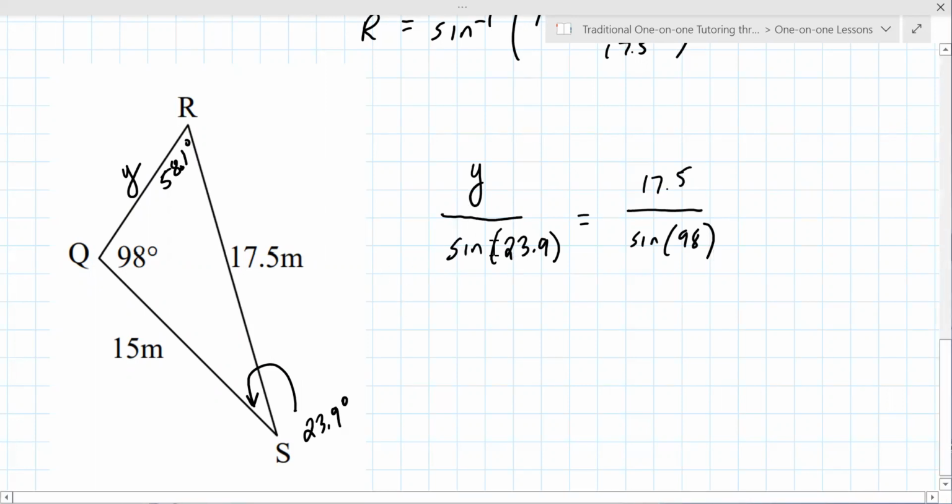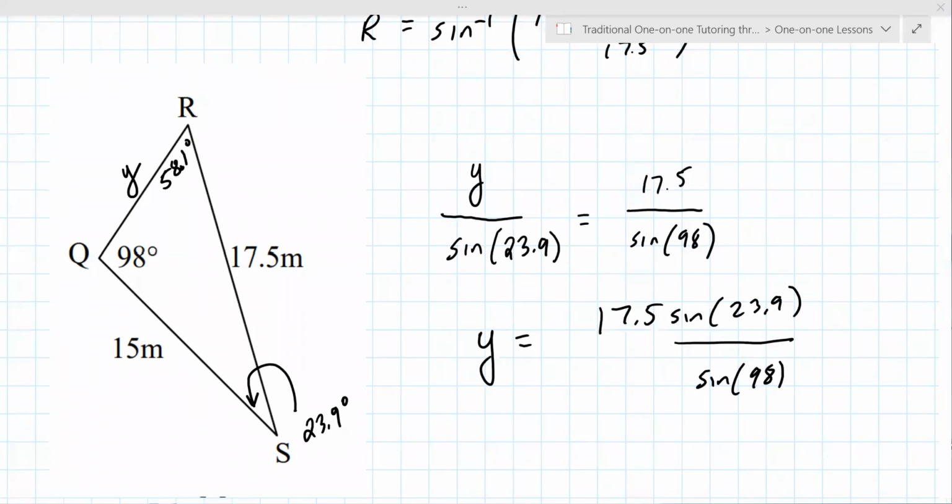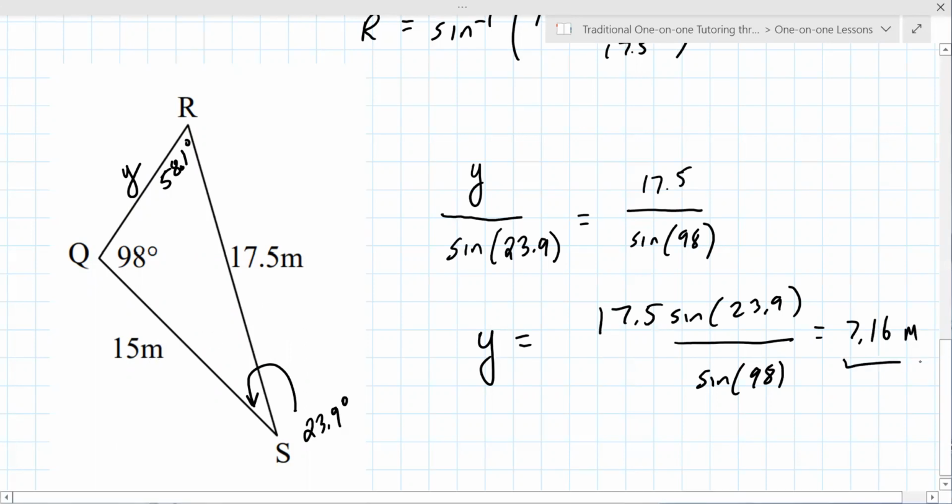So you're just solving for Y here, so you've got to clear out this sine 23.9. You probably already know how to do that. That goes in the numerator. Sine 98. If you've got a calculator handy, please go ahead and calculate that. It is pretty important to be able to get the calculation right. 7.16. And then what about units? This one actually has some units on it. Would it be 7.16 meters? Yes, got it.